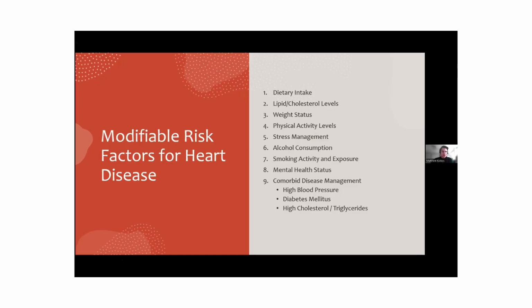And then mental health status, right? Again, kind of going into stress management, making sure that we are controlling our anxiety, controlling our stress, and getting plenty of sleep and recovery is very important for our heart and our blood pressure. And then lastly, comorbid disease management. Some of these are listed here, but overall, any disease with poor management, with poor healthcare follow-up or poor adherence to the medical plan or medications, can increase the risk of heart disease or lead to worsening heart disease progression.